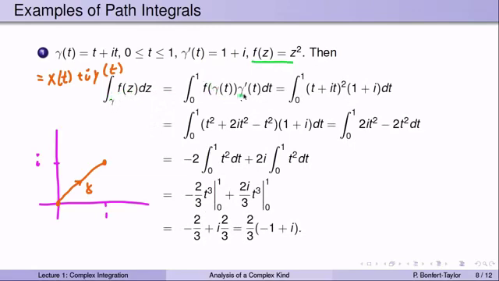I can take f of gamma of t times gamma prime of t and evaluate that integral from 0 to 1. What is f of gamma of t? I need to plug gamma of t into my function f. But the function f takes its input and squares it. In other words, this is gamma of t squared.